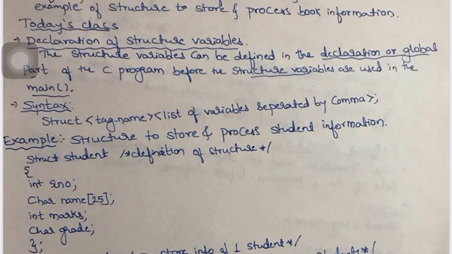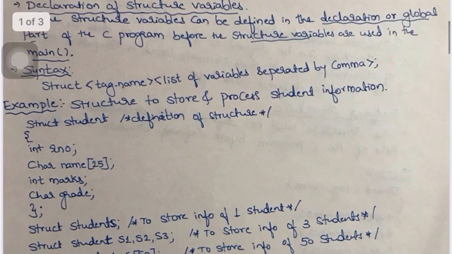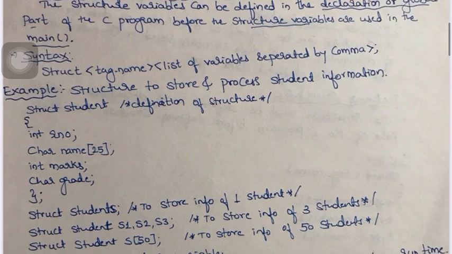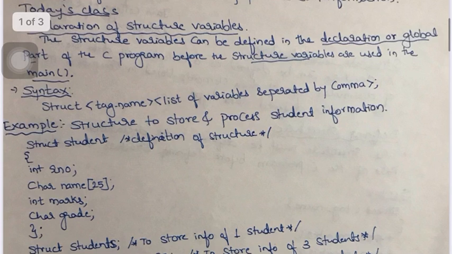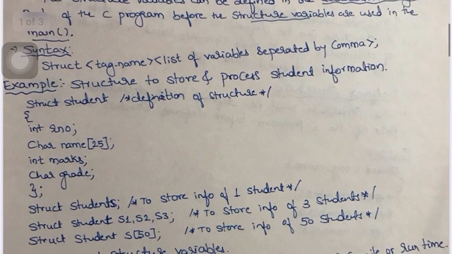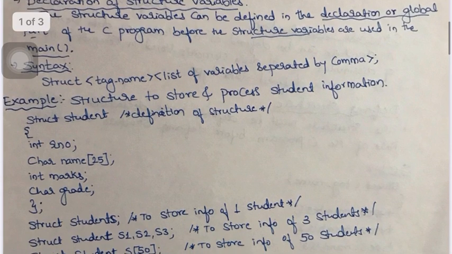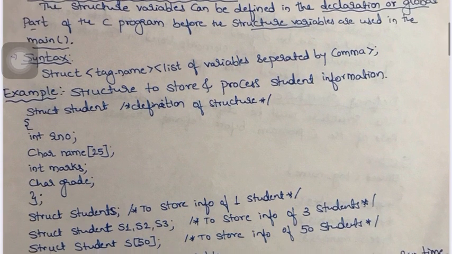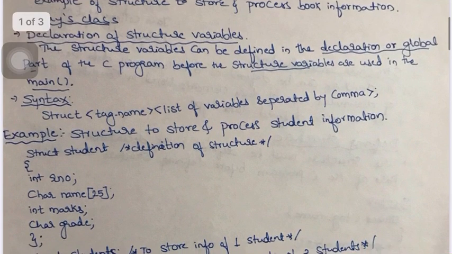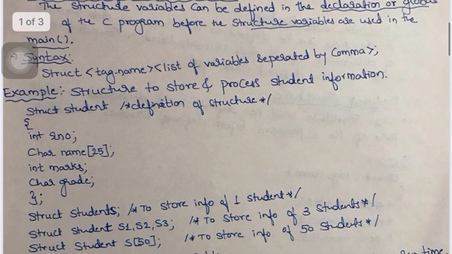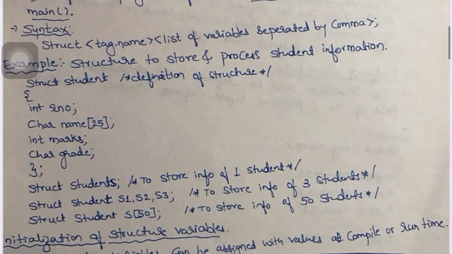After the syntax we are seeing an example here, to store and process student information. You can see how the declaration of a structure variable is done. This is done in the declaration part or the global part. Here struct student is the declaration of the structure. This is one example.